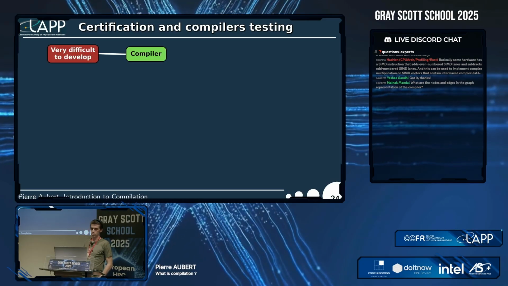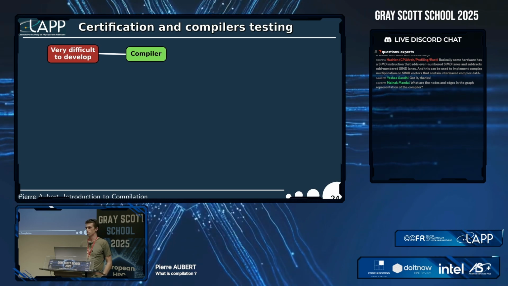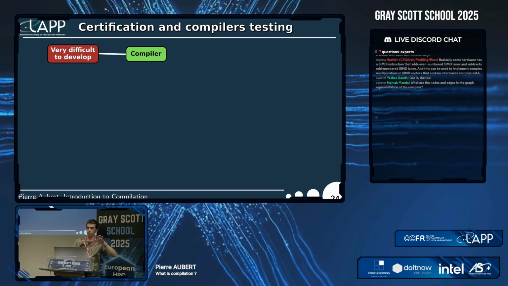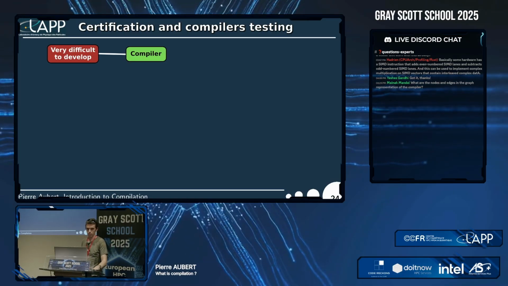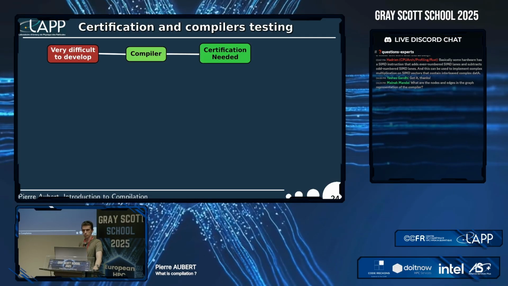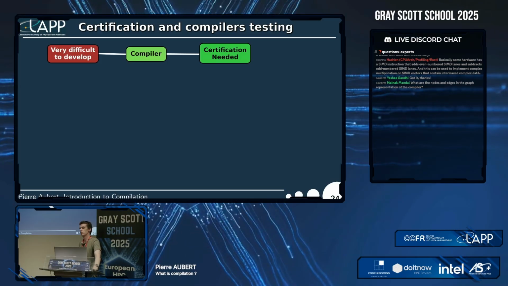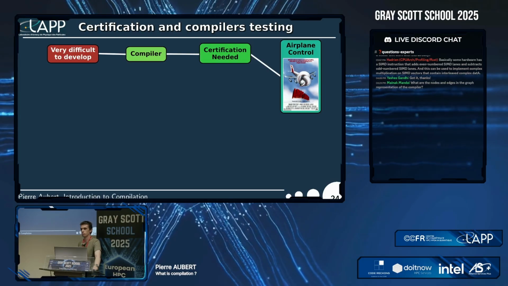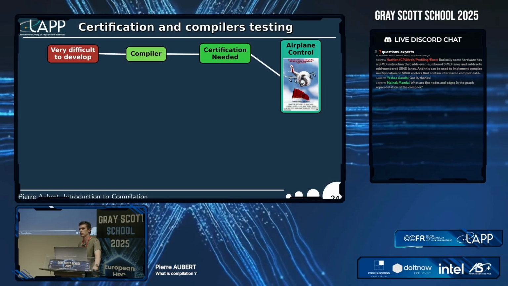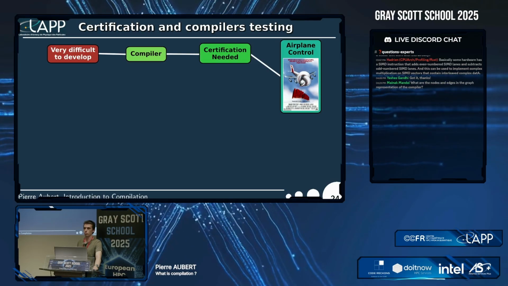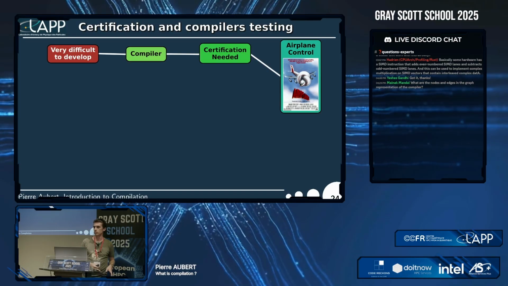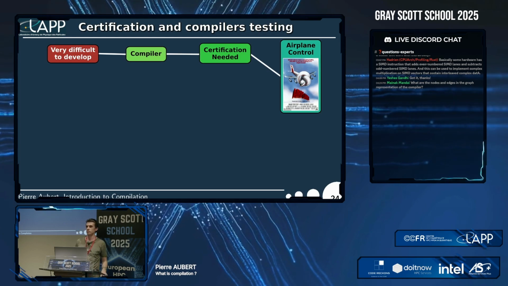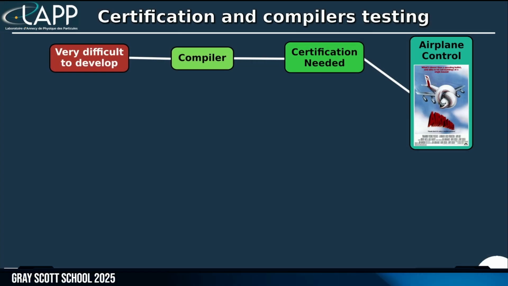So a compiler, it's really, really hard to develop a compiler. I assume you have a brief view of what is the difficulty behind it now. And sometimes you need a certification. For example, if you want to do some control for a plane, because of course the programs are certified, but the compiler to compile the program has also to be certified. Otherwise you can have a problem, especially with a plane.